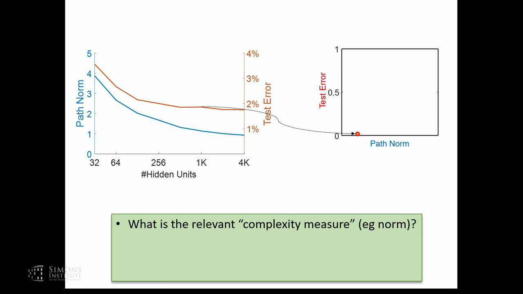As we said, there are many, many more parameters here than training points. So this is not the only global optimum. There are many global optima. Many of these global optima do not have small path norms. So now I'm going to plot several other global optima. Each one of those red dots corresponds to a global optimum.